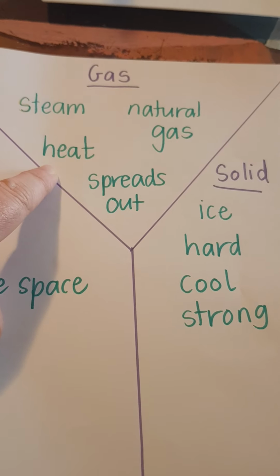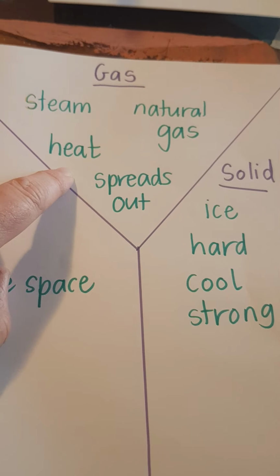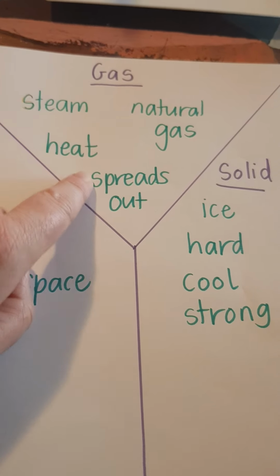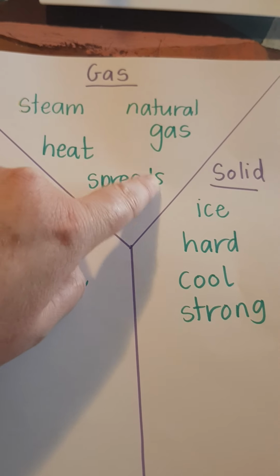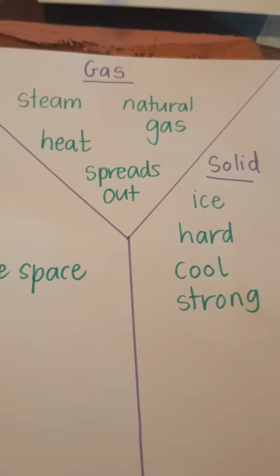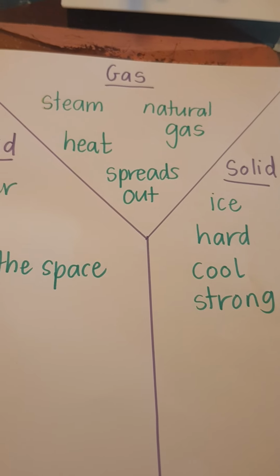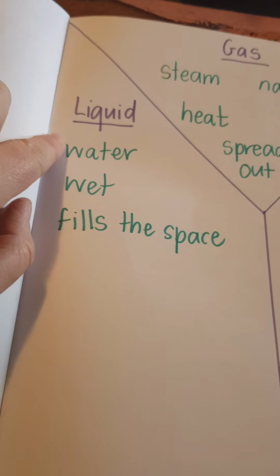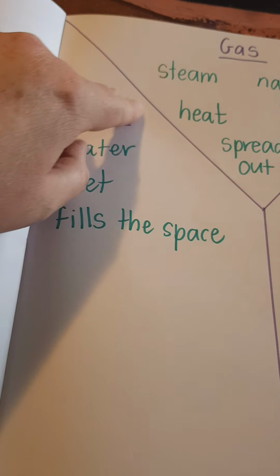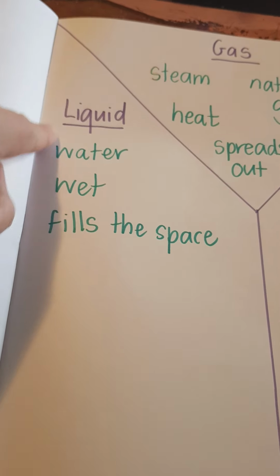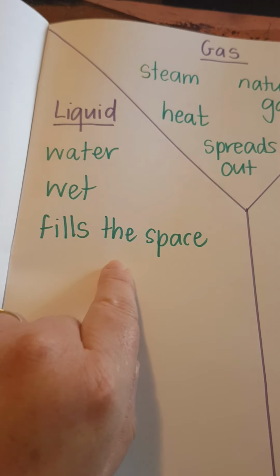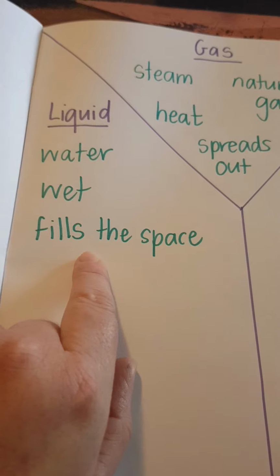And speaking of cooking, I also added heat. We'll learn about that this term. I wonder how heat has anything to do with gas. And I put spreads out. I wonder if you can understand why I might put that. Over here I put an example, water, because that was an example of where a gas becomes a liquid. And I said wet, very clever, Miss OD. But I also put fills the space. I wonder why I might have put that.